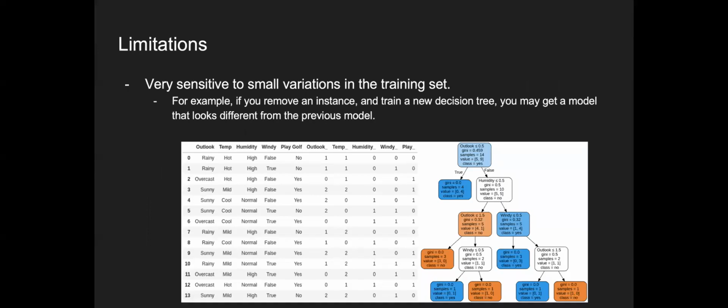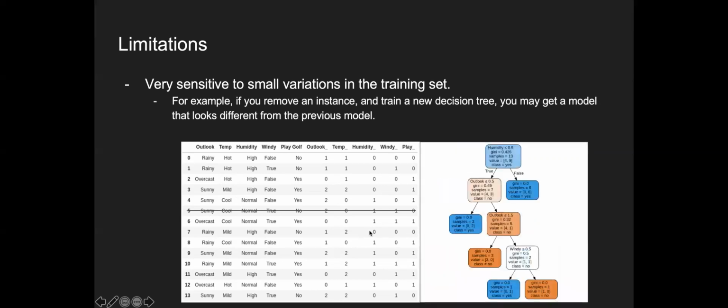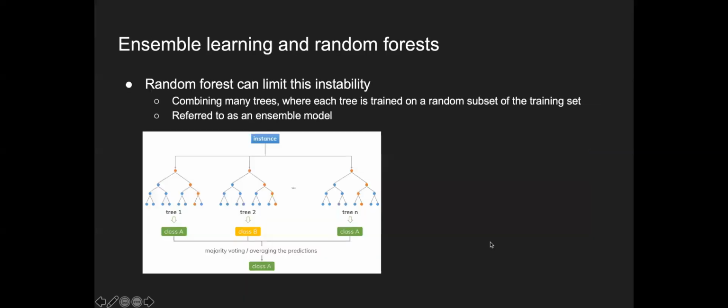So there are some limitations with this algorithm. It's very sensitive to small variations in the training set. For example, if you remove an instance and train a new decision tree, you may get a model that looks different from the previous one. If you remove the index 5 and train again, we will get a completely new tree that looks different from the previous one.